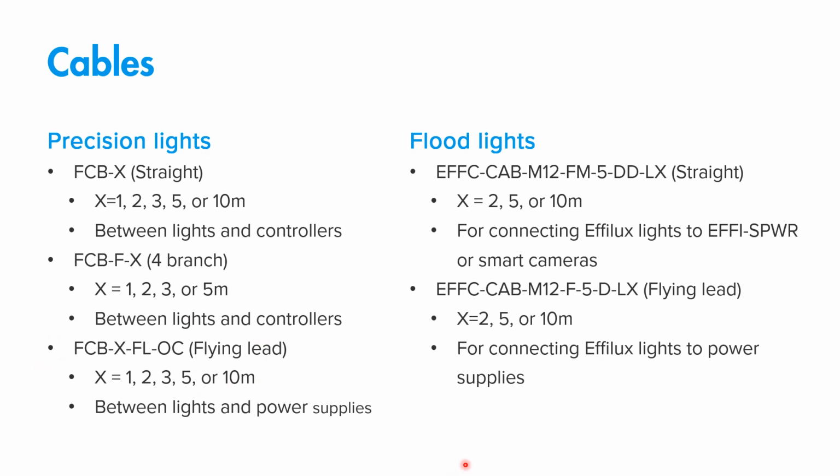For the floodlights, the cables you're going to want are this long part number here, the FE-CAT, CAB, M12, female to male, whatever length. Again, 2 meters is probably fine just for your lab. And this would be for connecting the Effilux lights to the FES power, where it has that M12 connection, or smart cameras, something along those lines. If you do want to plug in your Effilux lights to a power supply and have more control over the wiring and cabling, then you would want to get the flying lead version of that cable. So those are the 2 different cables for the different applications you have that we would recommend.